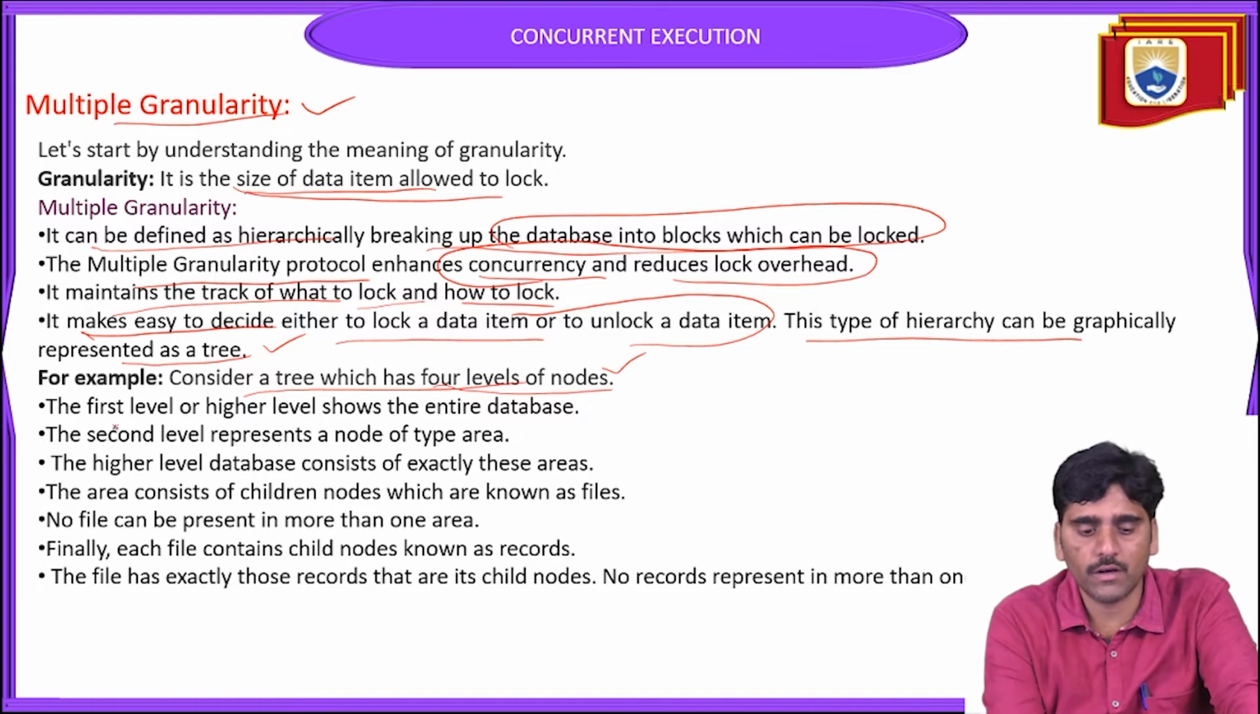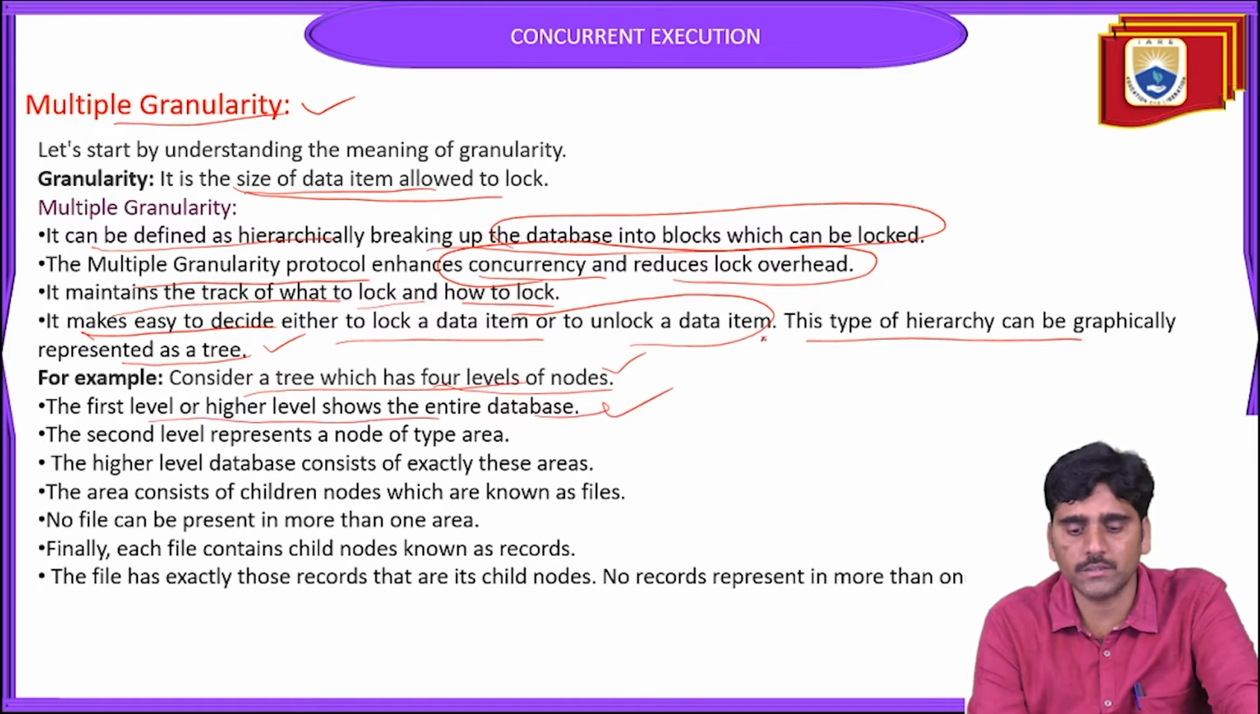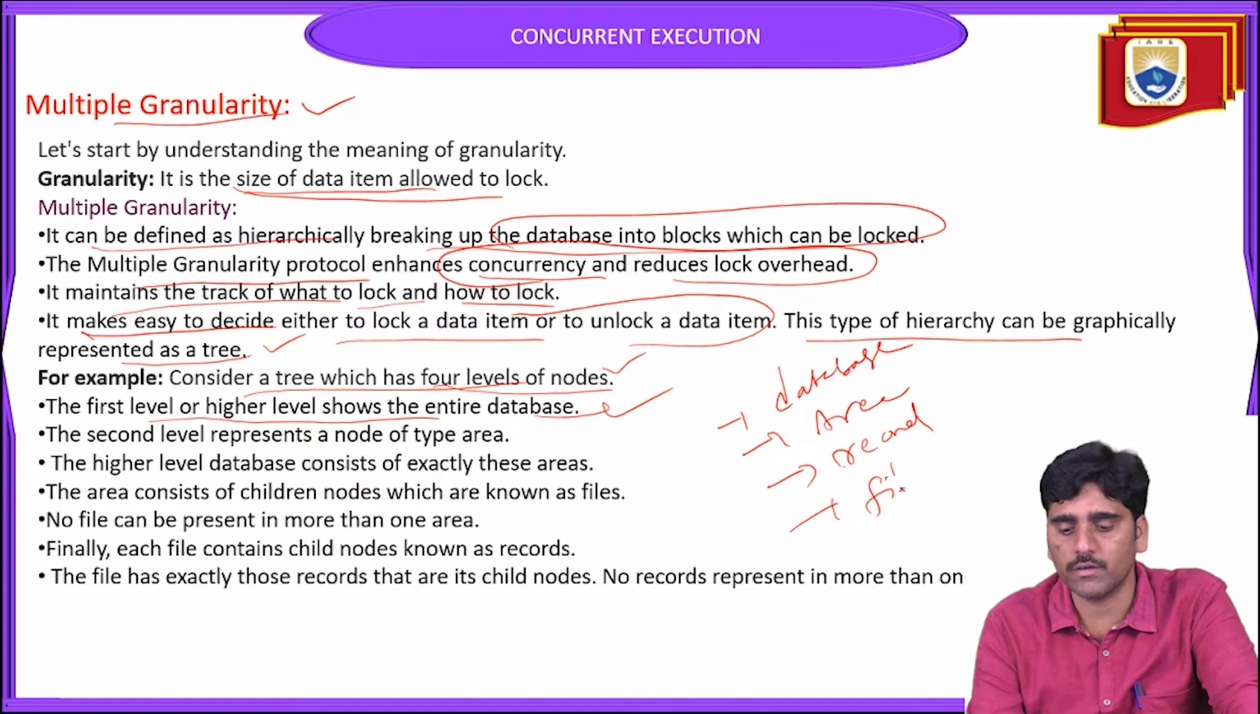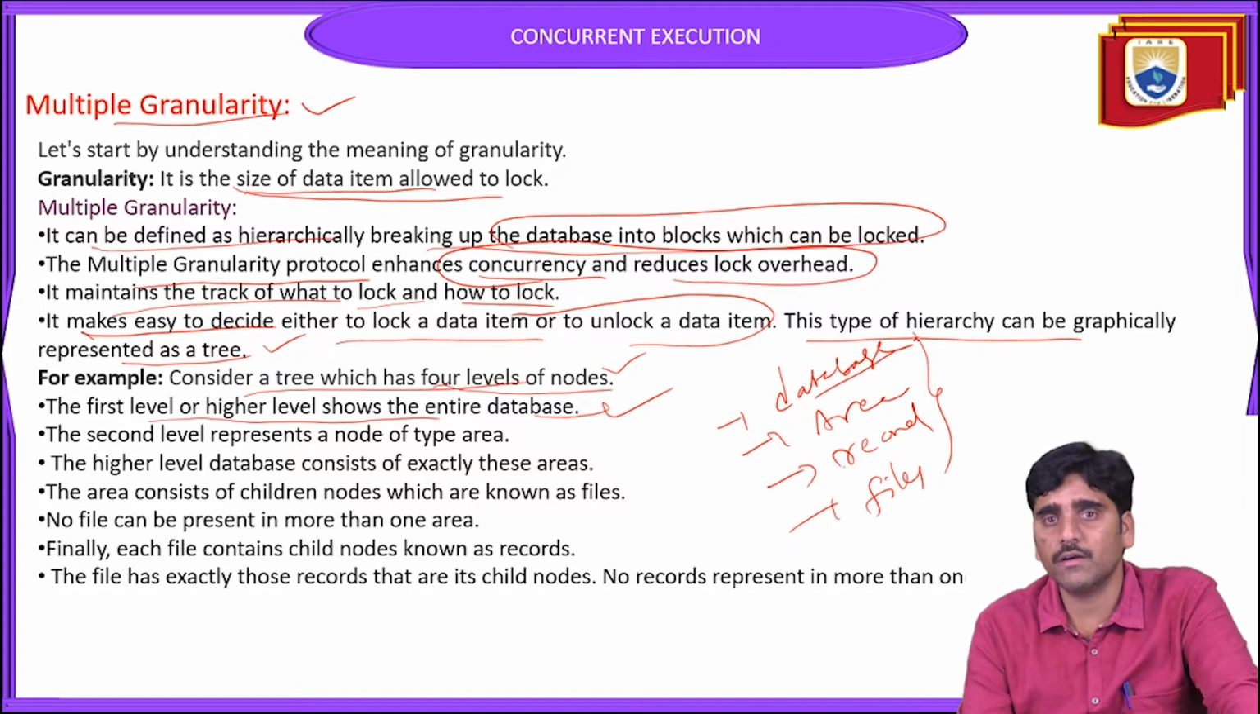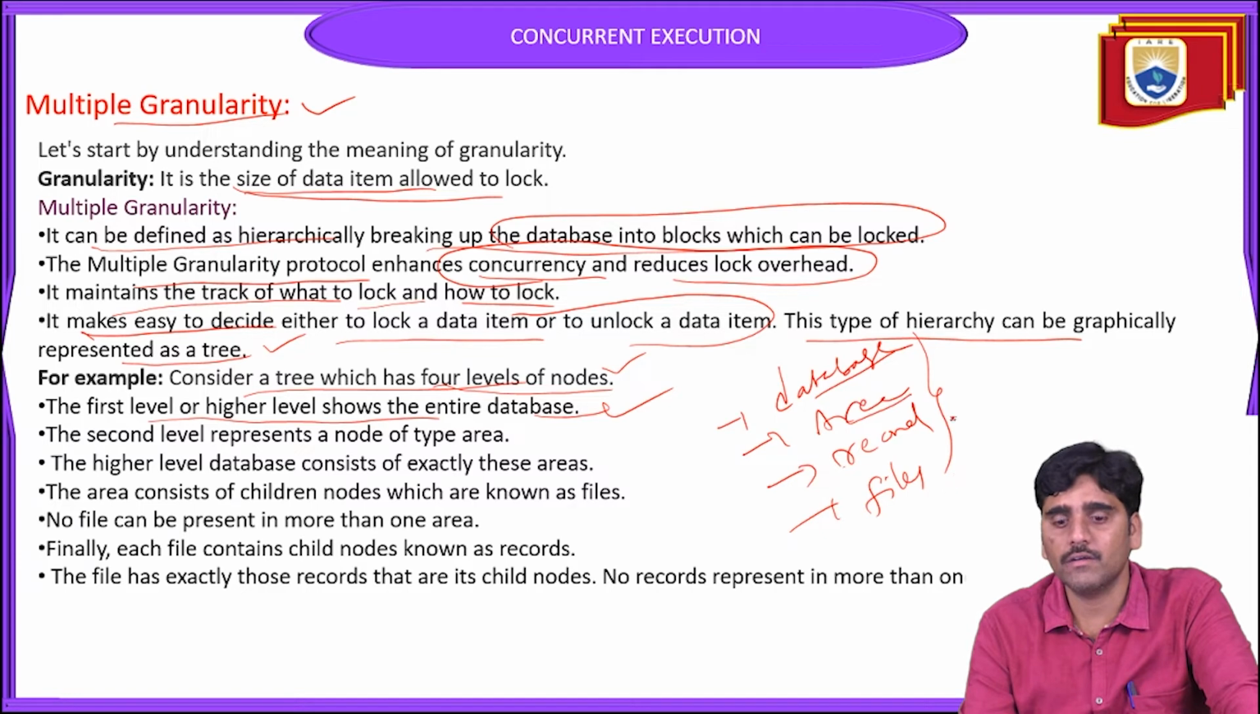The first level, or highest level, shows the entire database. It contains 4 levels: the first one is the database level, the second one is the area level, the third one is the record level, and the fourth one is the files level. This is the tree structure.